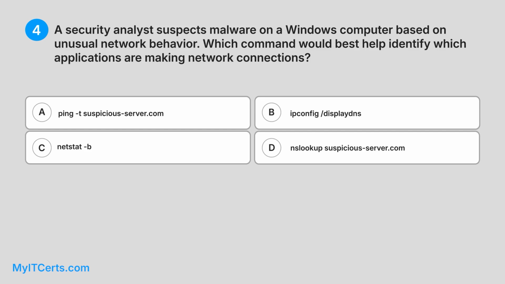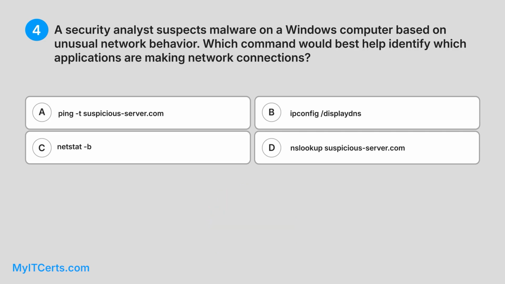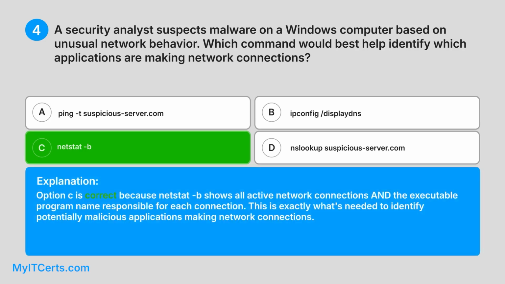Do you know the answer? Correct answer: C. netstat -b. Explanation: Option C is correct because netstat -b shows all active network connections and the executable program name responsible for each connection. This is exactly what's needed to identify potentially malicious applications making network connections.